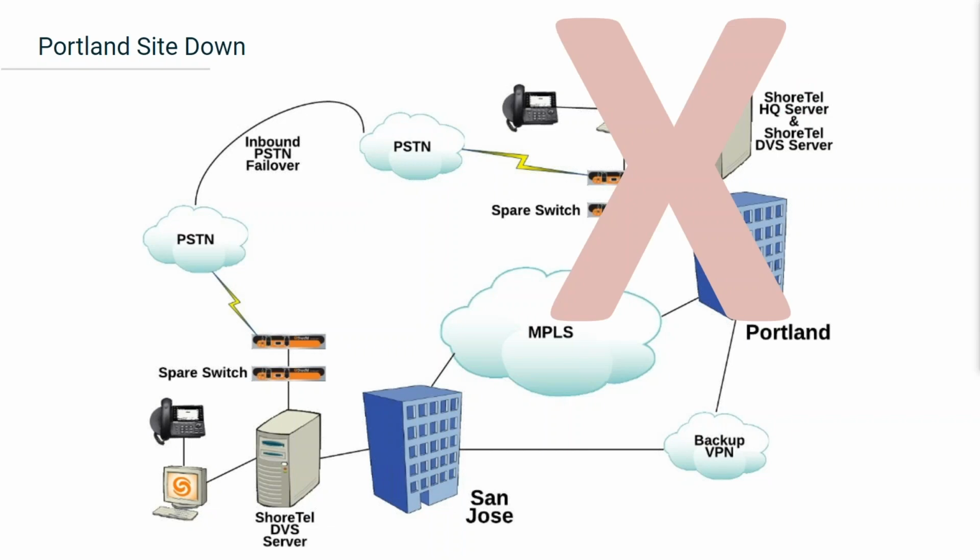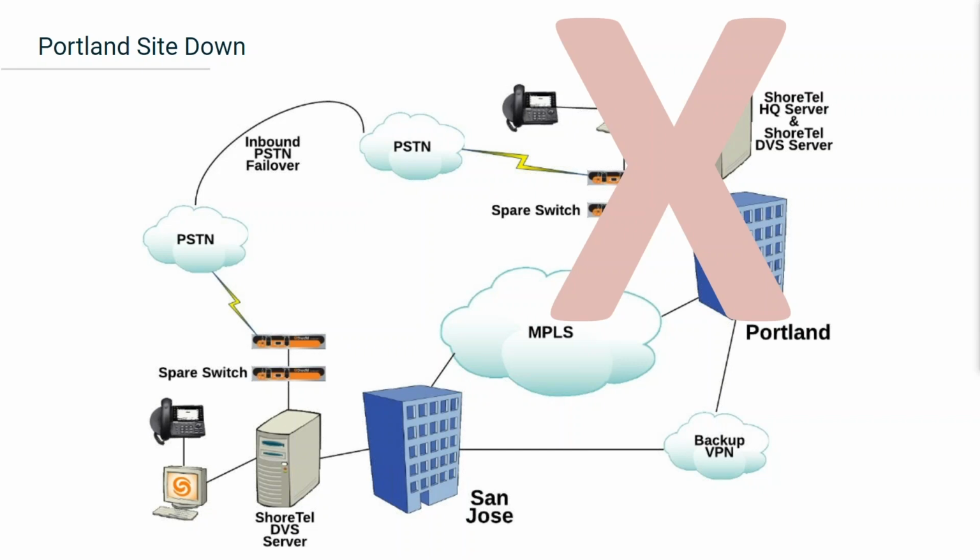All right, good. We're almost on time here. So the last thing is the Portland site. If we lose our main headquarters site, maybe that whole building just lost power. When your headquarters site goes down due to power loss or natural disaster or something like that, the San Jose site will continue to function as a standalone site, using the ShoreGear switches, the dial tone ShoreGear switches, and local DVSs.